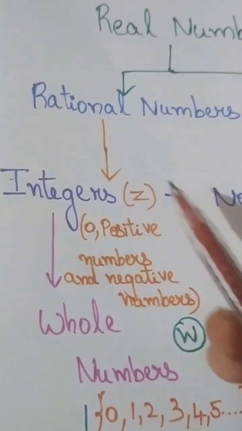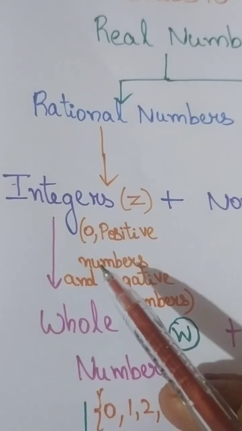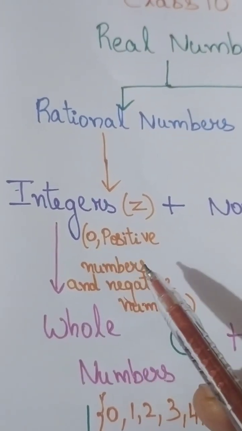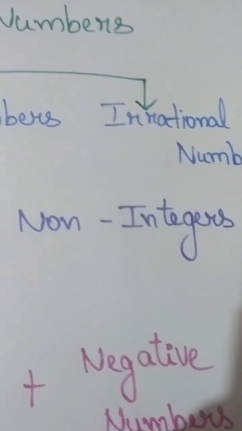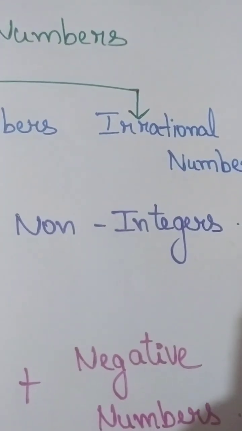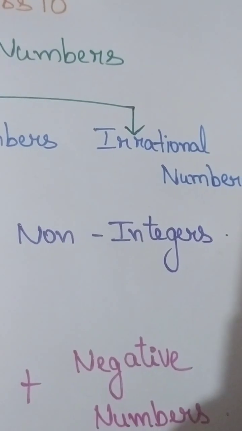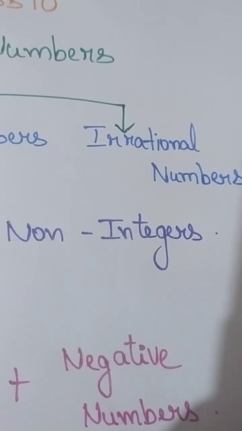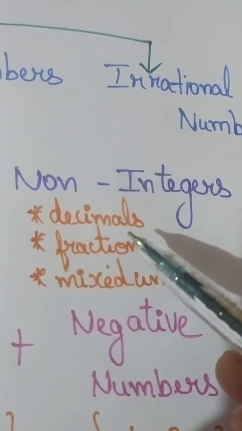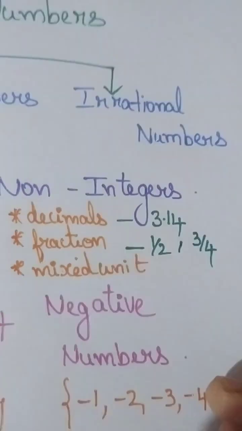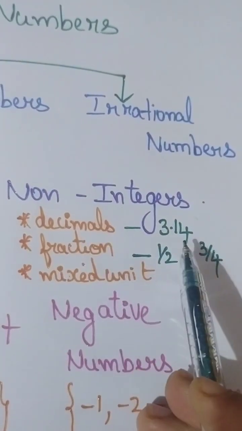Now look at this. Integers have 0, positive numbers and negative numbers. So what are non-integers? Non-integers are numbers having a decimal, fraction or mixed unit. I have given an example for a decimal and a fraction.